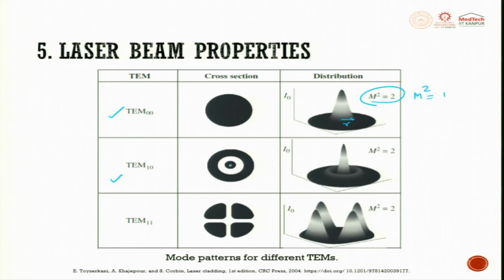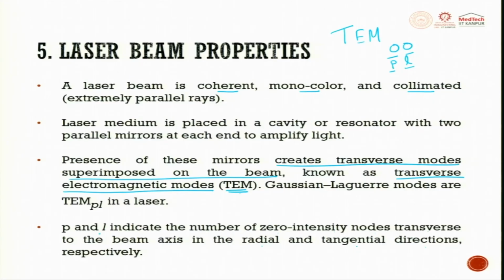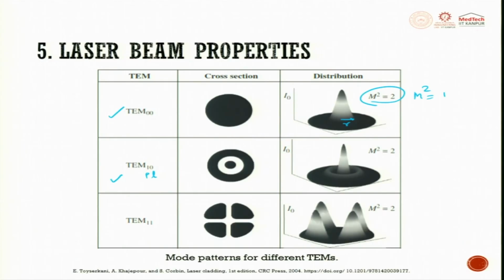TEM10 mode, you have a center one and then, in the radius, this is P and L. If you go back and see what your P and L are, this is your P and L. P and L indicate the zero intensity mode transmission of the beam axis in the radial and tangential direction. So, now let us see the TEM10. This is 10, which has a double circle. You can also have TEM11, which is cut into 4 peaks. If you want to do things very precisely, then you can have this.